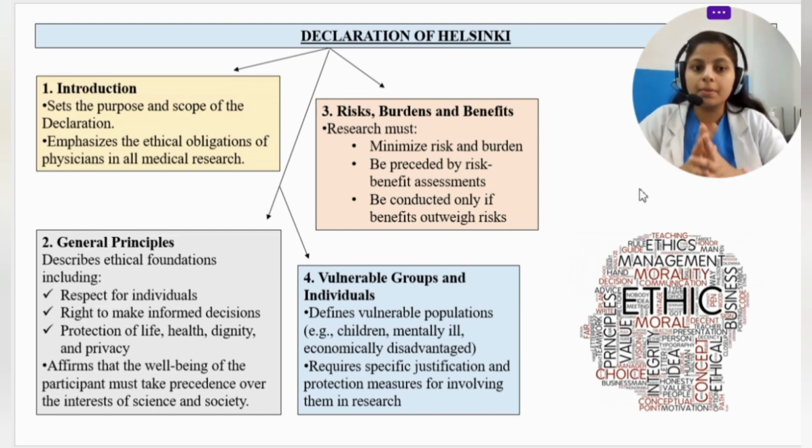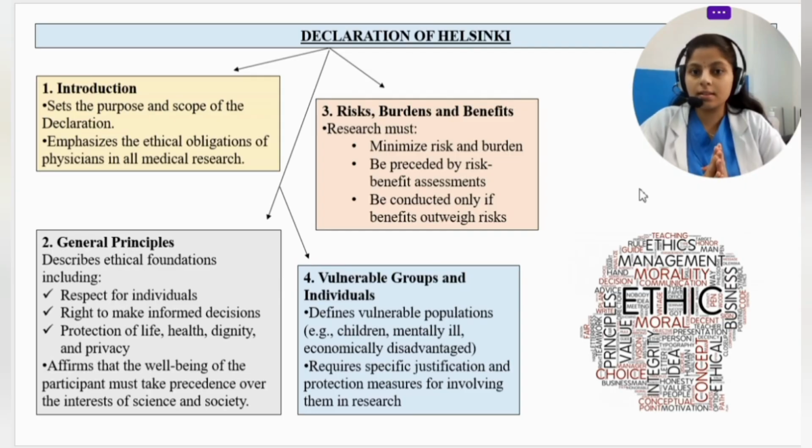Second thing is general principle. What principle will it involve? First of all, it describes the ethical foundation, which includes respect for individuals, the right to make informed decisions, protection of life, health and dignity, and privacy of all the participants. Then it affirms that the well-being of the participant must take precedence over the interest of science and society. So all these protections are important whenever you go through any medical research involving human subjects.